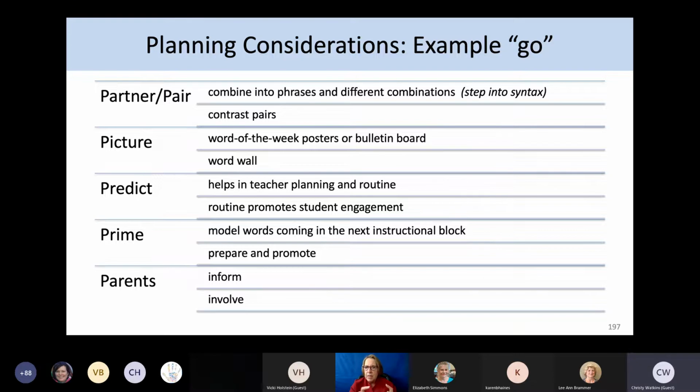We figured out, let's not just teach a whole bunch of verbs altogether. We got to teach a verb and then another part of speech so that we can start making some combinations. And if we're going to teach an adjective like fast, maybe we can that week teach it in a contrast pair, fast and slow, or go and stop should be taught in a contrast pair.